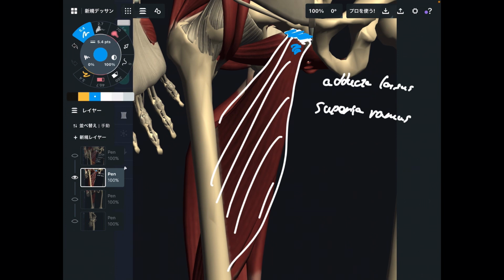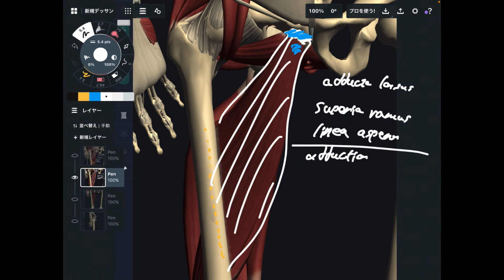Okay, where is insertion? Insertion is same as adductor brevis. That's on posterior part. This is linea aspera. Okay, this is origin and insertion. What is main function? Of course, adduction. Plus, same like adductor brevis, adductor longus can also do flexion and extension. I will talk about flexion and extension later with adductor brevis. Trust me, I will talk about that later. This is adductor longus.